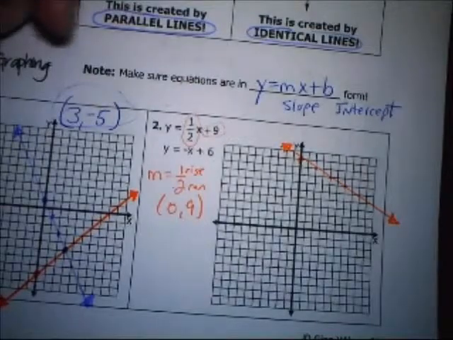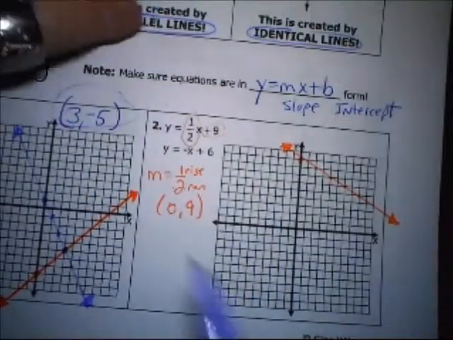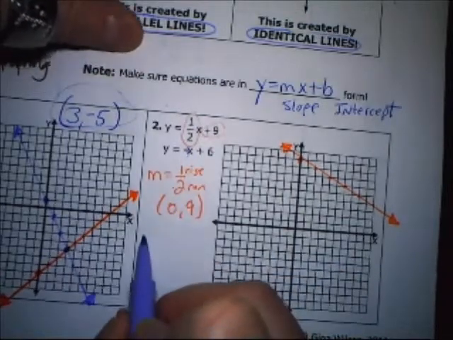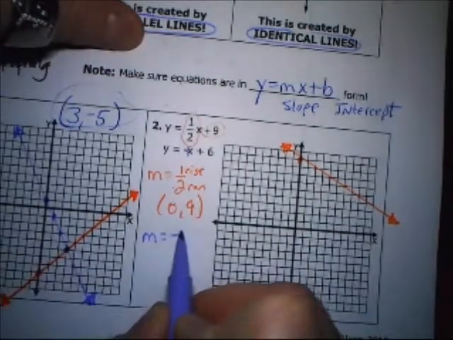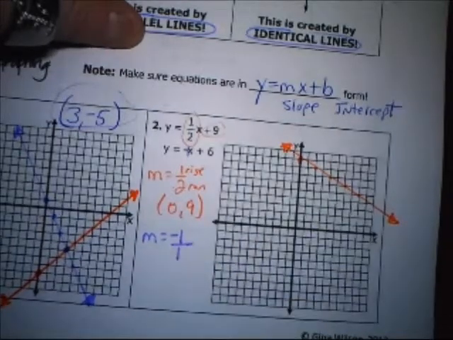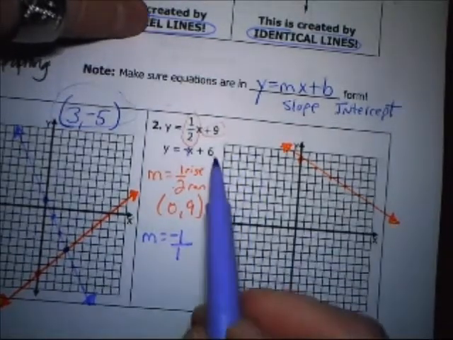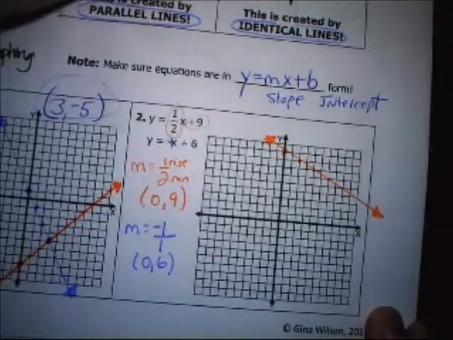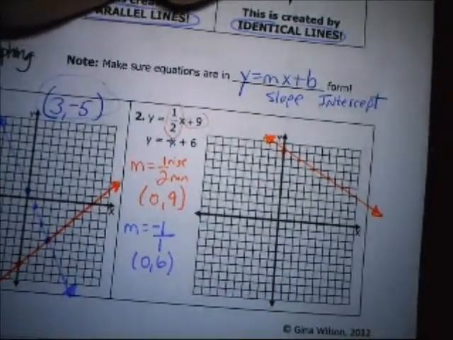My second equation has a negative x, there's a negative 1 understood in front of that x, so that means the slope is a negative 1, and I need to make it a fraction, so put it over 1. Then a plus 6 is my y-intercept, so I put 0 and 6, and I need to plot this graph.